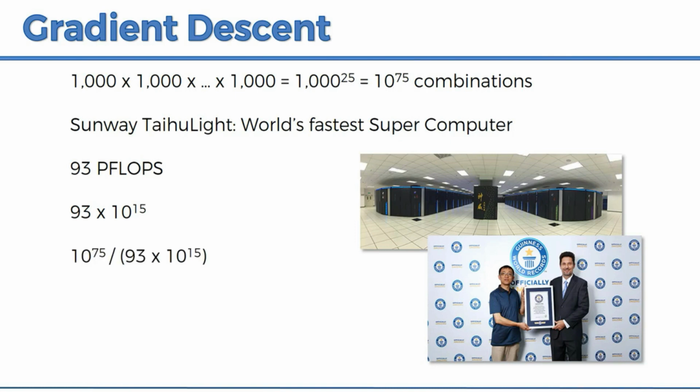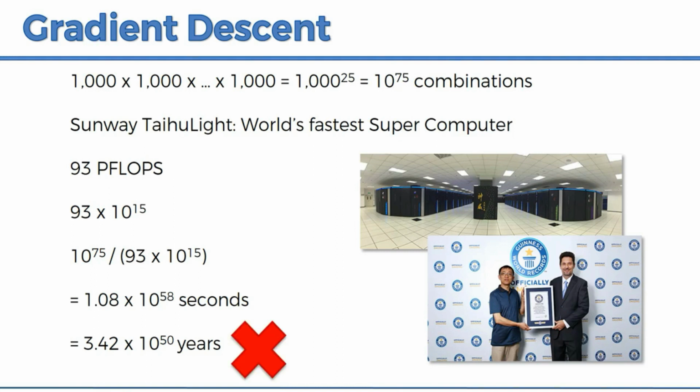That means it will still require 10 to the power of 75 divided by 93 times 10 to the power of 15 seconds to run all of those tests, to brute force through that network. That is approximately 10 to the power of 58 seconds, which is the same as roughly 10 to the power of 50 years. That is a huge number. That is longer than the universe has existed, and it's definitely not going to work for us in our optimization. So this is a no-no even on the world's fastest supercomputer.